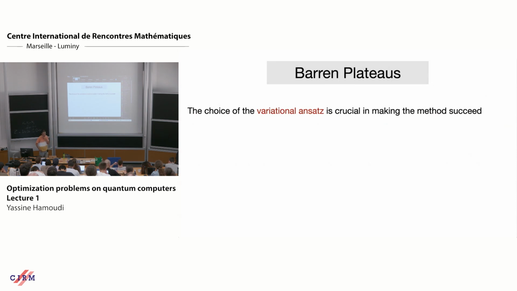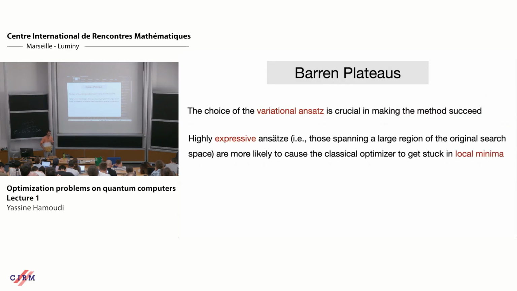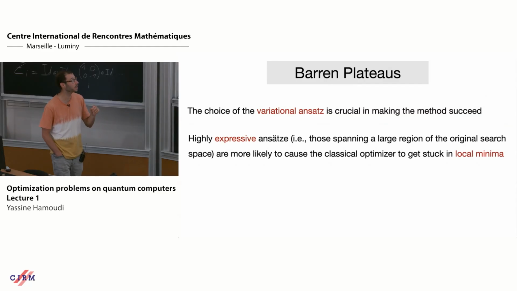Okay, so before describing what is the ansatz used in QAOA, as I said, the choice of the ansatz is really the crucial step in using the variational method. However, there is a very important phenomenon to have in mind, which is called Barren plateau, and which is an important limitation to the variational method.